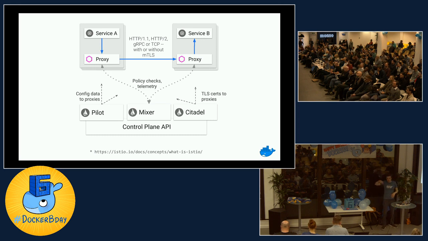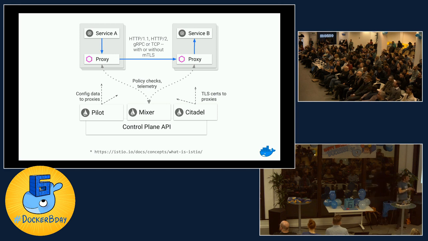So this thing called Pilot is what has all the configuration that you set up centrally. This thing called Mixer is what joins in with all the rules, and then Citadel is the thing that generates TLS certificates and deals with rotation and that sort of stuff. So the thing about this diagram is the only stuff you care about is right at the top there, and there's an awful lot going on underneath, which is one of the things to bear in mind.